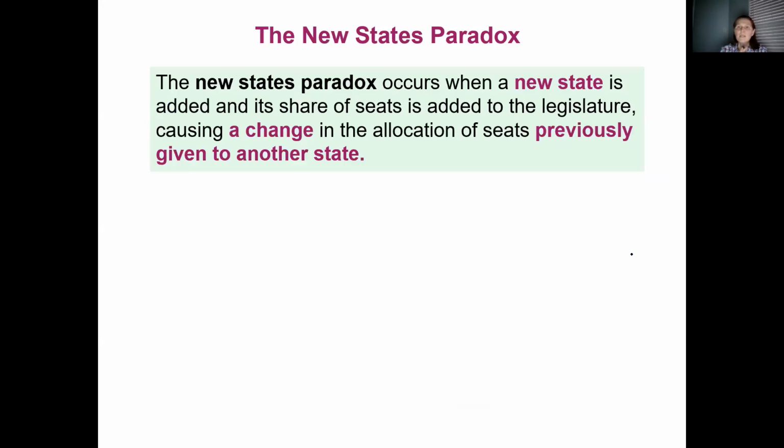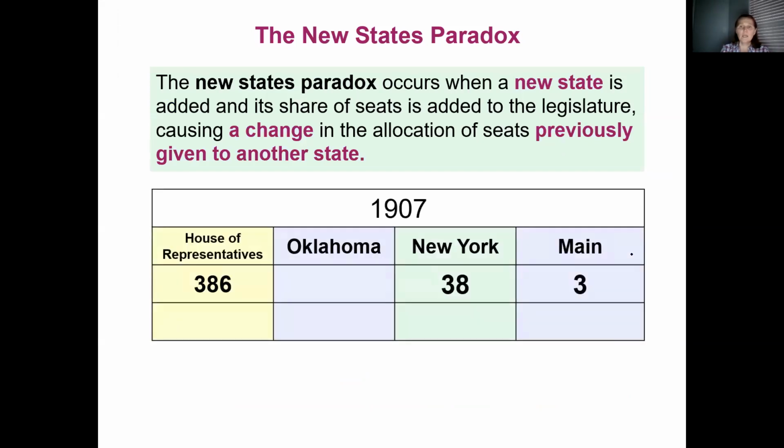Another paradox that can occur with the Hamilton method is the new state paradox. The new state paradox occurs when a new state is added to the legislature along with its share of seats, causing a change in the allocation of seats previously given to the states. It happened, for example, in 1907.